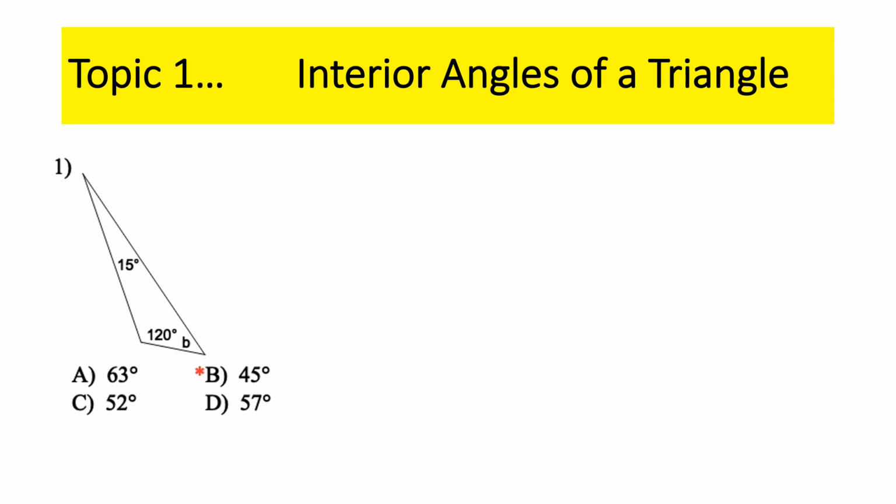Topic number 1, you will have questions where you have a triangle and they will give you 2 of the 3 interior angles. Notice on this one, we're told one angle is 15, one is 120, and the other one is angle B, and they'll ask you what's the third. You just need to remember this one fact, that the sum of all interior angles of any triangle is 180 degrees. So how do you solve this?